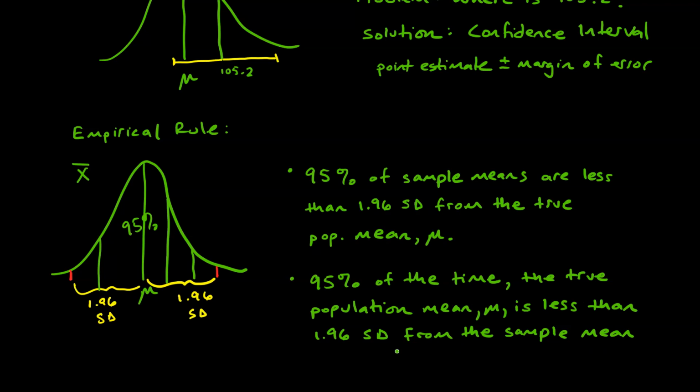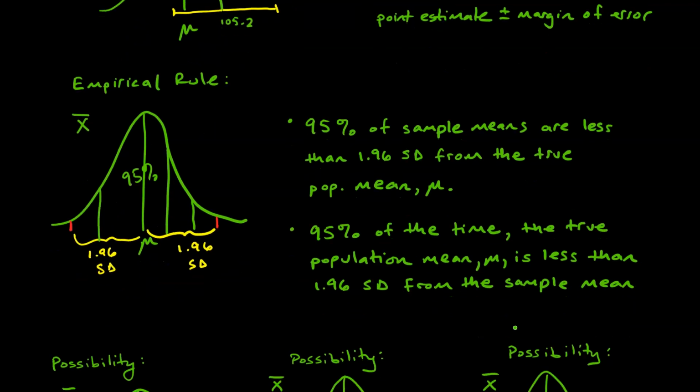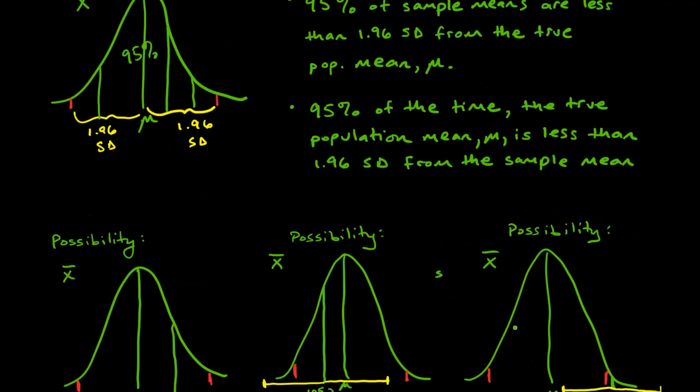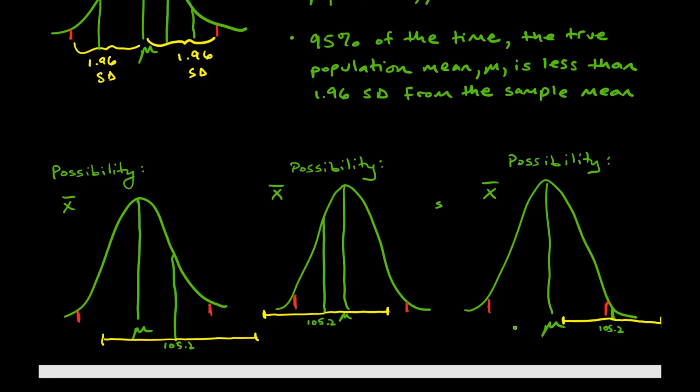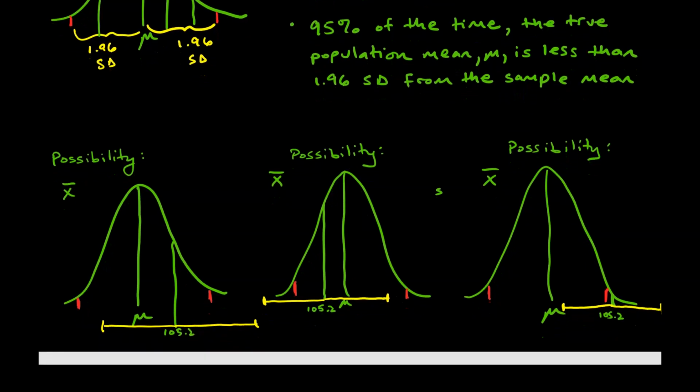Now I want to take this statement and break it down a little bit more in terms of confidence intervals. So let's look at the following graphs now. I basically want you to see a few different possibilities of where the sample mean could be, and then I'm going to generate confidence intervals from those sample means. And in the process, I hope that you'll see that this statement is going to make sense.